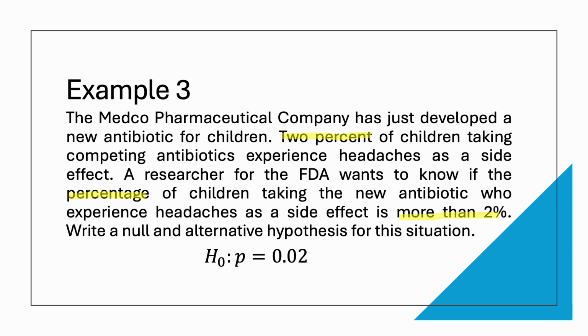So the null hypothesis is P equals 0.02. We always want to write out our percentages as decimals when we're writing the null and alternative hypotheses for proportions. And then the alternative is P is greater than 0.02 because of the more than statement. And this is now a right-tailed test.